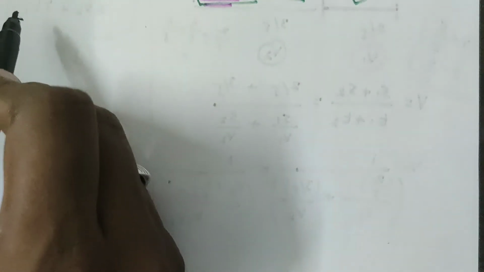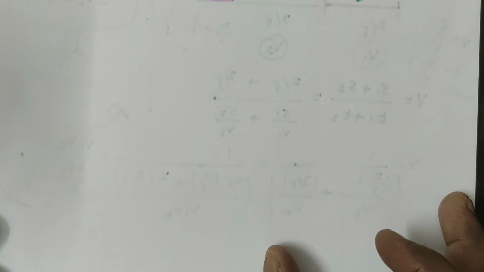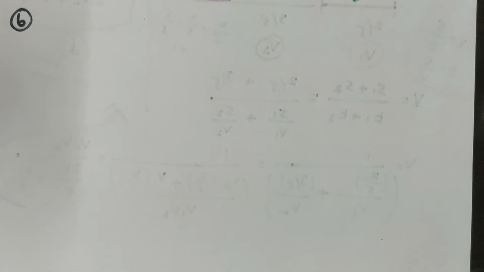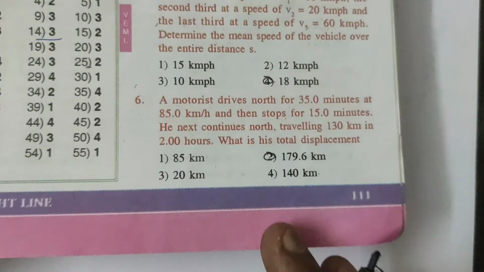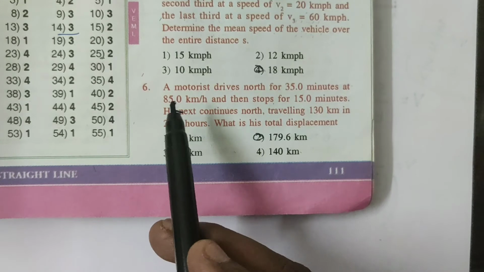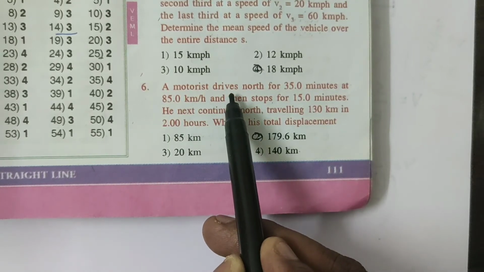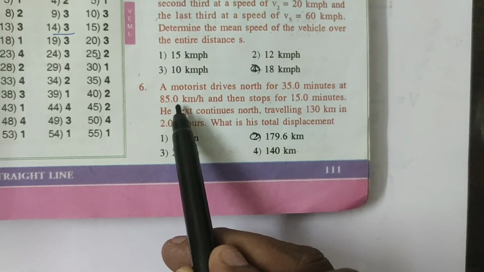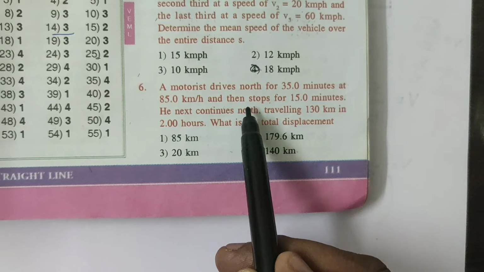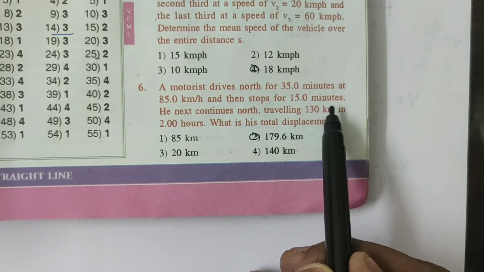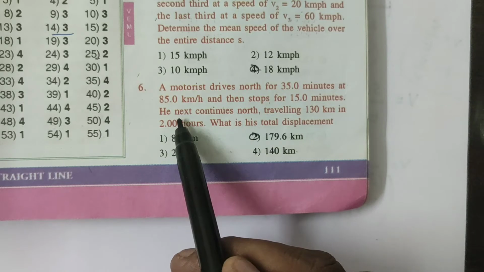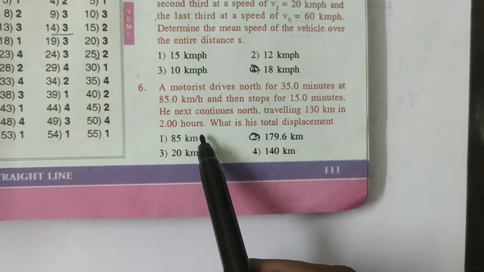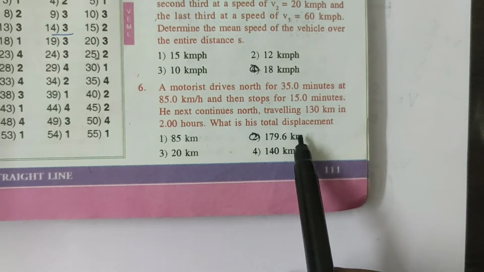Dear students, the next topic is motion in a straight line, question number 6. I'll read the question now. Please listen. A motorist drives north for 35 minutes at 85 km per hour and then stops for 15 minutes. Again, he continues north, traveling 130 km in 2 hours. So what is the total displacement?